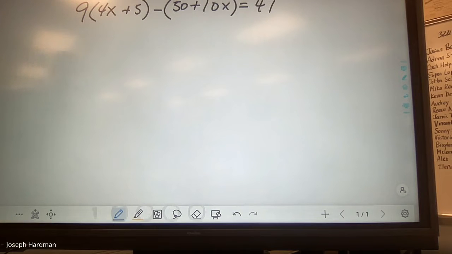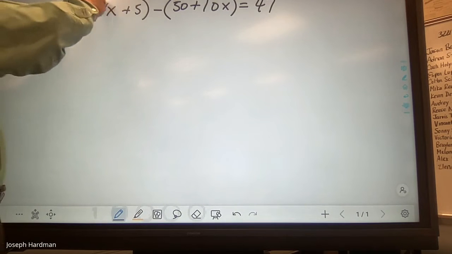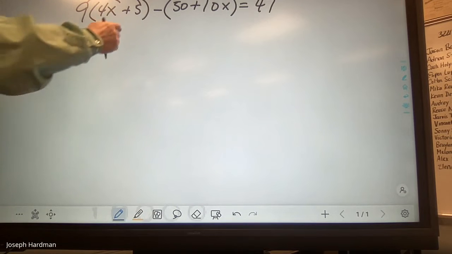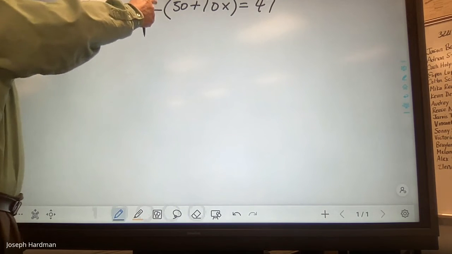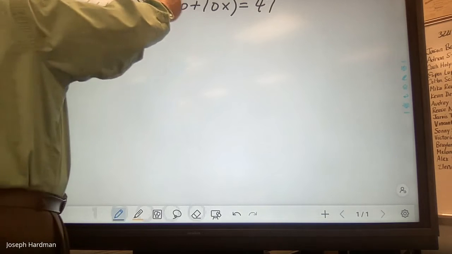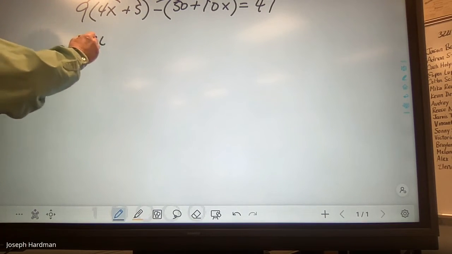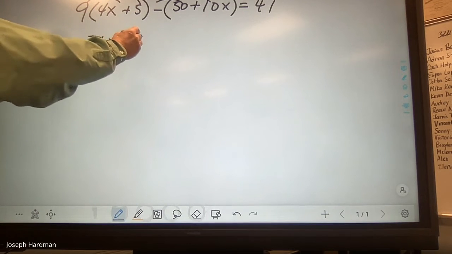The biggest property in algebra that we want to use a lot of times is called the distributive property. So I'm going to distribute the 9. Now, you're going to see some teachers, like Mr. Burkhardt, sometimes put a 1 here. What I'm going to do is just shoot the negative through and change the signs, because the negative of something is the opposite. So I got 36x plus 45.